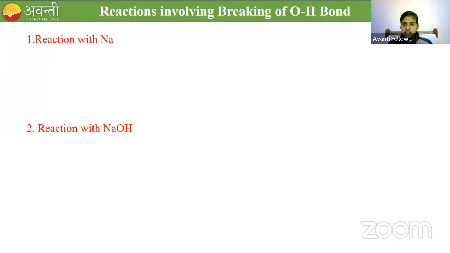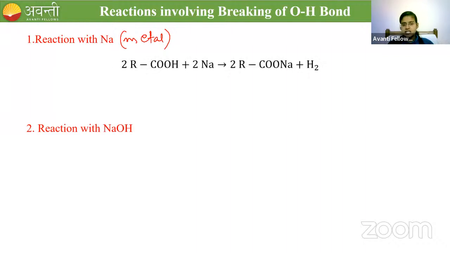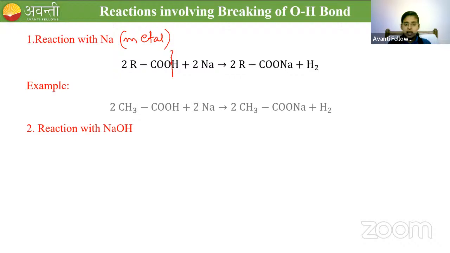The reaction with Na is the first reaction. Sodium is a metal. So let us study the reaction of carboxylic acid with the metal. So see here, we have a carboxylic acid and it is treated with a metal. The OH bond is getting cleaved and sodium is taking the place of hydrogen. So we are getting sodium salt of carboxylic acid. Let me take an example. Acetic acid is taken as an example. So what I'm getting here is sodium ethanoate.